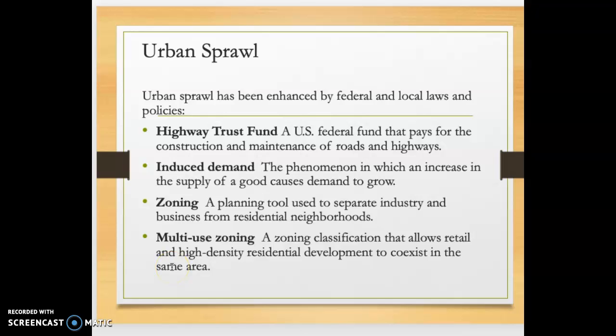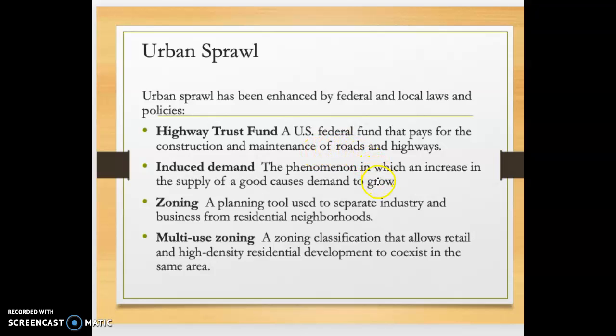The Highway Trust Fund is a U.S. federal fund that pays for the construction and maintenance of roads and highways. And the reason that this is mentioned, the Highway Trust Fund was begun by the Highway Revenue Act of 1956 and is funded by a federal gasoline tax, which pays for construction and maintenance of roads and highways. Anywho, we already know that people will tend to move away from urban areas for reasons such as land, larger homes, cheaper home prices, and so on. But because of the roads that were needed or are needed on a continual basis, we have the Highway Trust Fund that helps to pay for those roads.